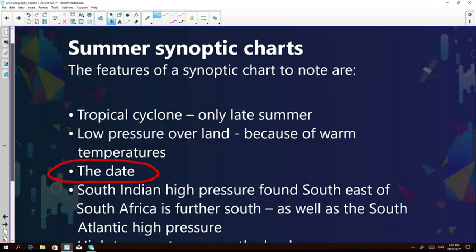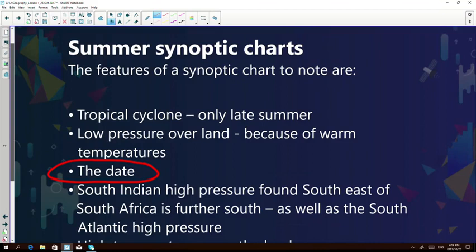Okay, now you need to basically learn how to draw a weather station model. Always keep in mind, describe the weather according to the station that you've drawn, or that you need to be able to get the information from. Now, Gr12s, it's a guarantee that you will get a summer synoptic chart or a winter synoptic chart in your final exam.